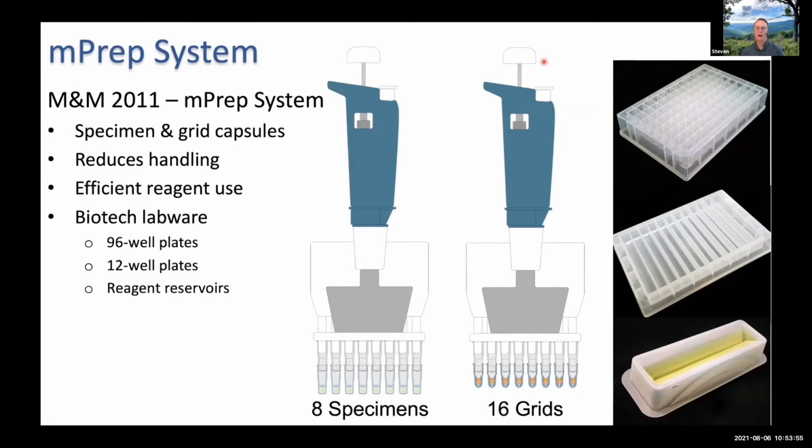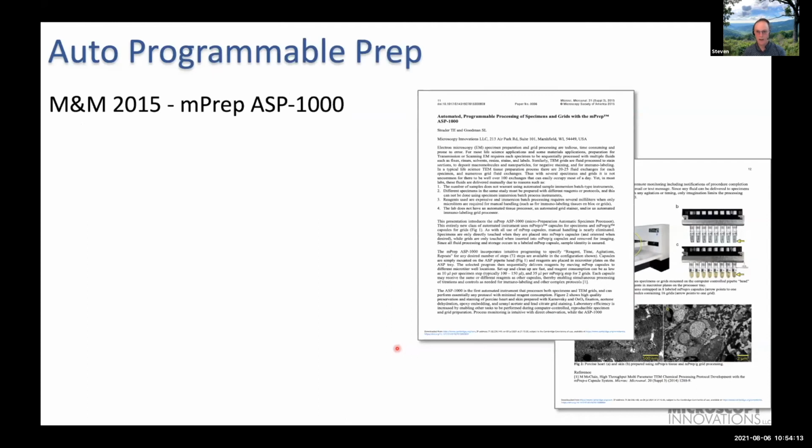Simply depress the button one time, and you've now exchanged the reagents on 16 grids, 2 grids per capsule, or 8 specimens. Very, very fast and easy and uniform. So that's useful, but it's not automation.